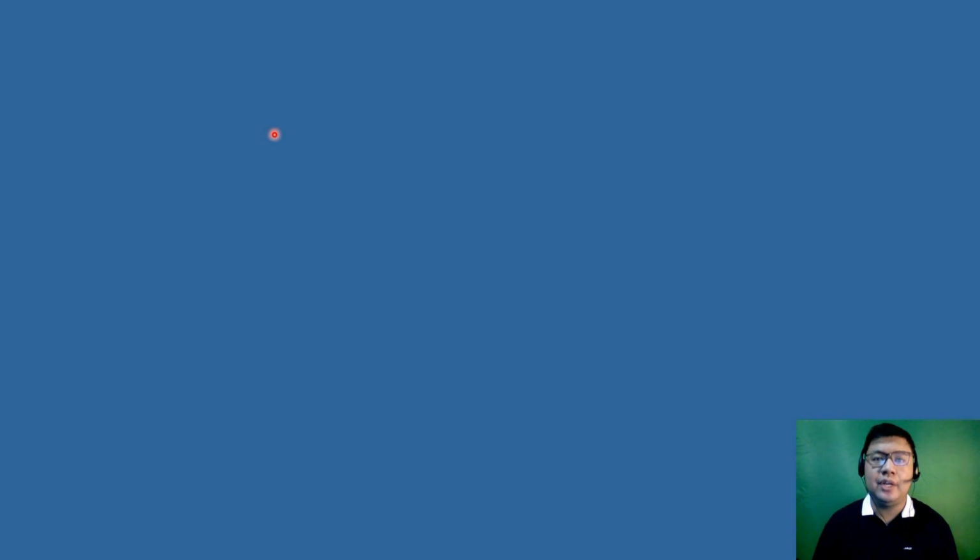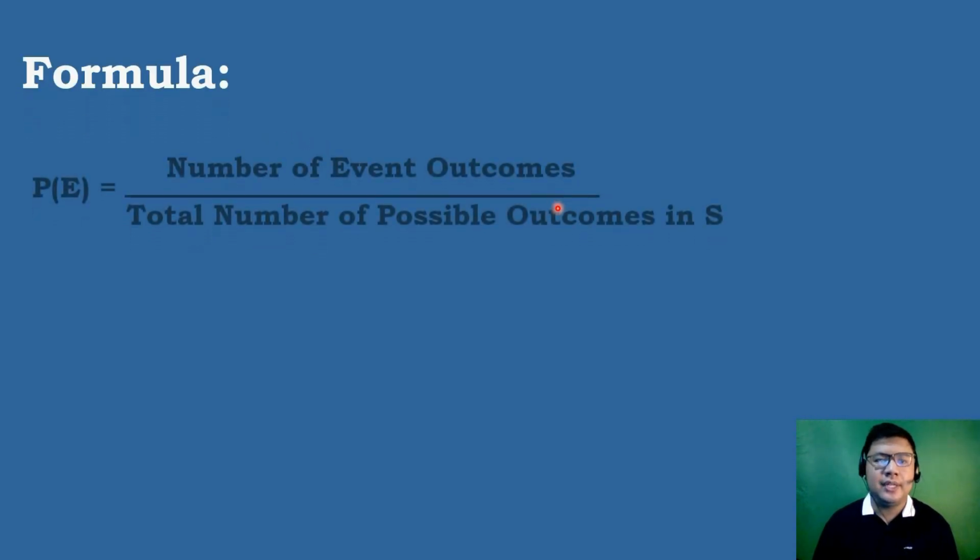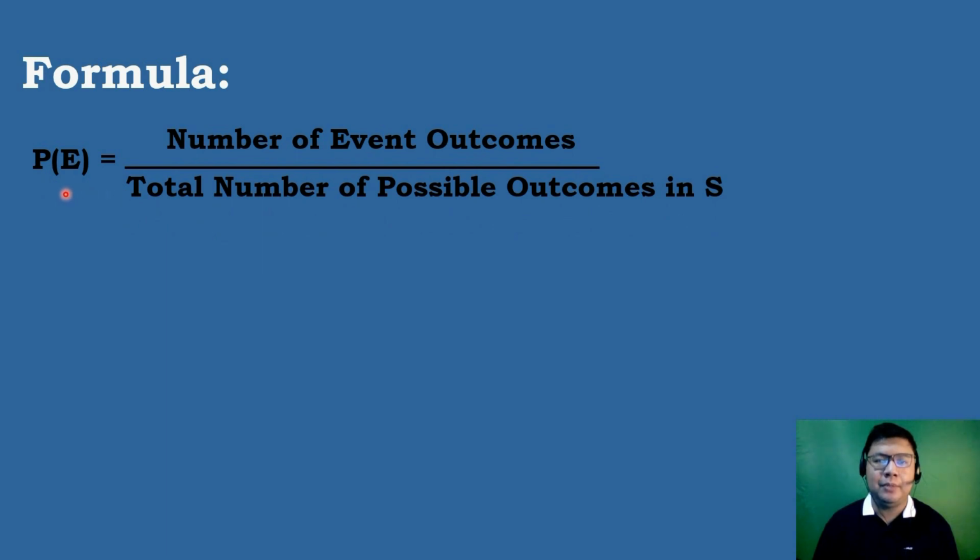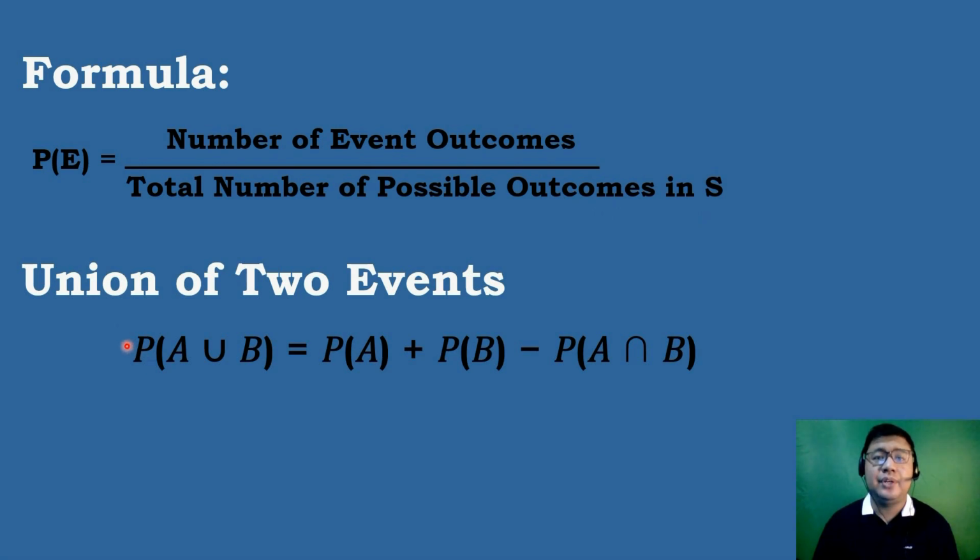These are the formulas that we will use if we will solve for the probability of union and intersection of events. First one is the formula of simple probability. Probability of E is equal to the number of event outcomes all over the total number of possible outcomes in the sample space. And for the formula of union of two events, we will be using probability of A union B is equal to the probability of A plus probability of B minus the probability of A intersection B.